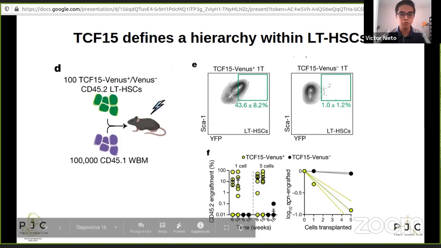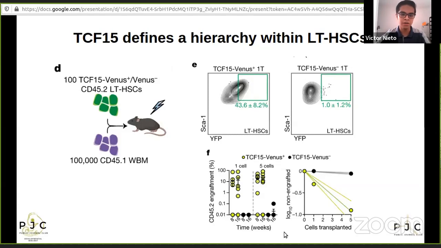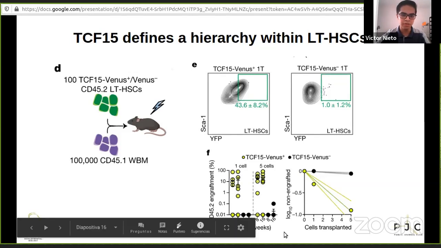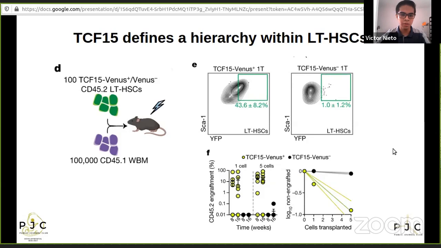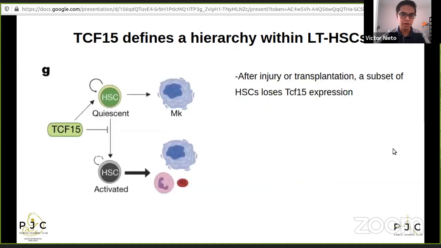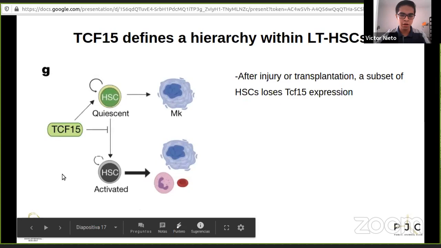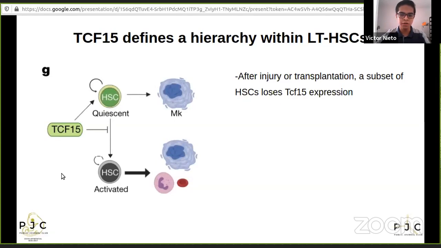So in general, the conclusion for this part of the paper is that TCF15 expression defines a hierarchy within hematopoietic stem cells and promotes a self-renewing quiescent TCF15 positive cell state with long-term repopulation potential. And with all this data in mind, they propose a model that we can see in the next slide, where after injury or transplantation, a subset of hematopoietic stem cells loses TCF15 expression and becomes active and produces progeny. So the next one, please.